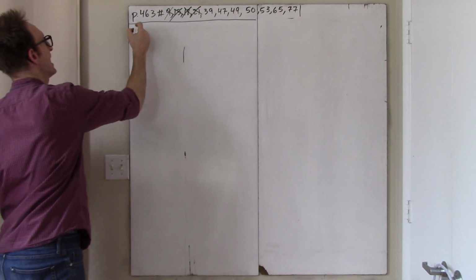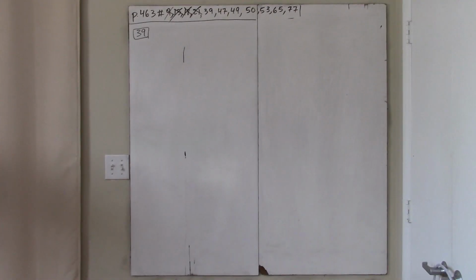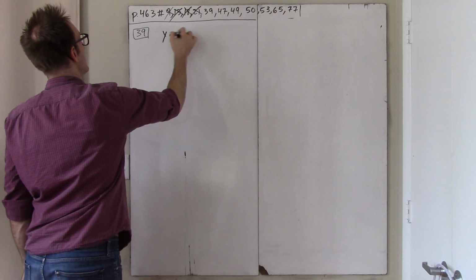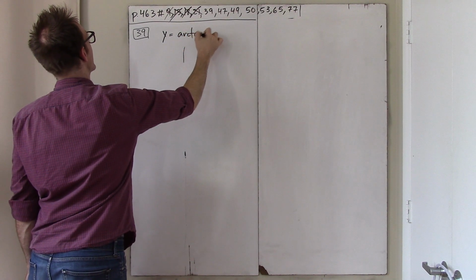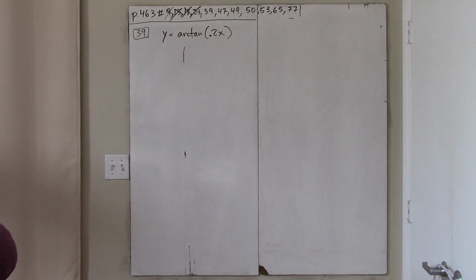All right, 39. What is 39? 39 says, oh, I remember you. Use the integration capabilities of a graphing utility to approximate the volume of the solid generated by the region, blah, blah, blah, blah. Okay, so, yeah. What do we get? This is kind of a die. I should have just not assigned this problem. Y equals arctan 0.2x.